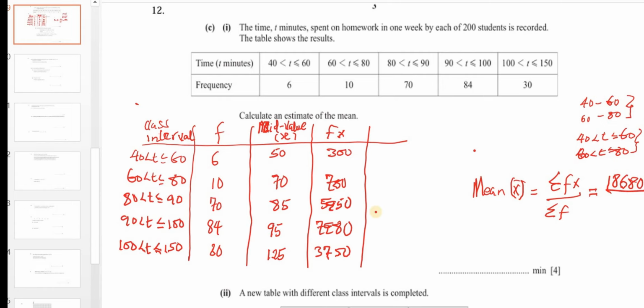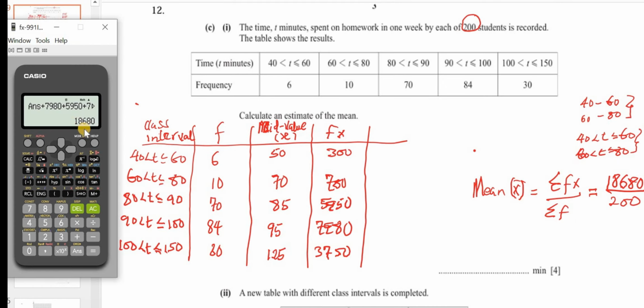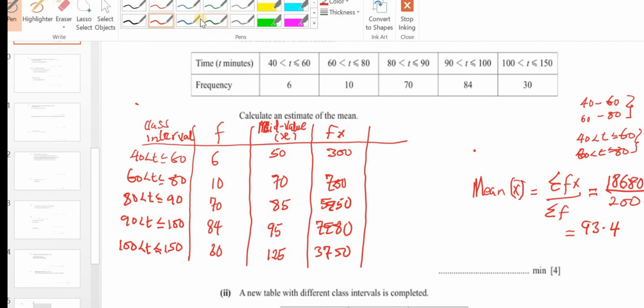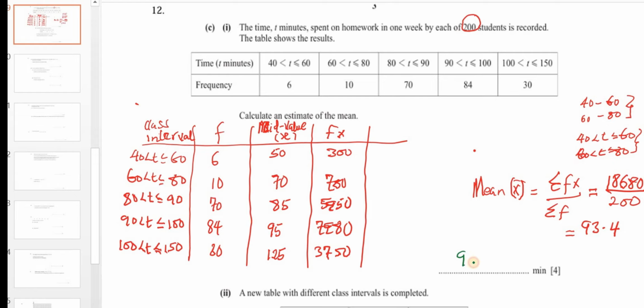divided by summation of f. Summation of f is given here, which is the 200 students. As well, you can add all the column f, everything in column f. When you add it, you have 200. So dividing this by 200, the answer will be 93.4, which is the answer. That's 93.4. So this one is 4 marks.